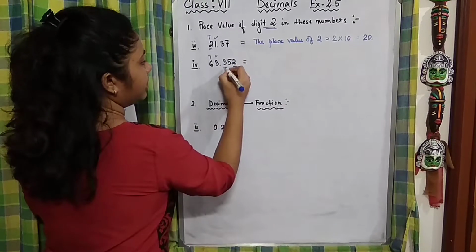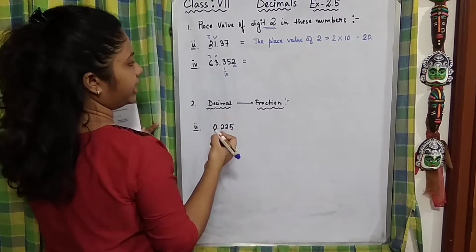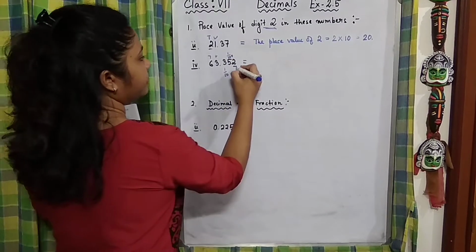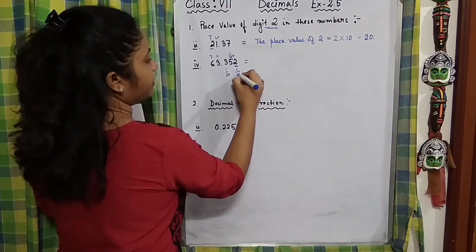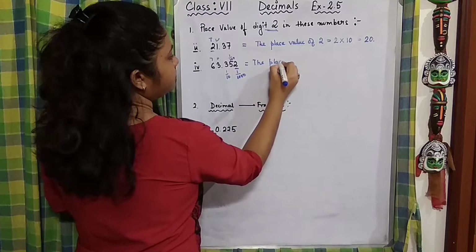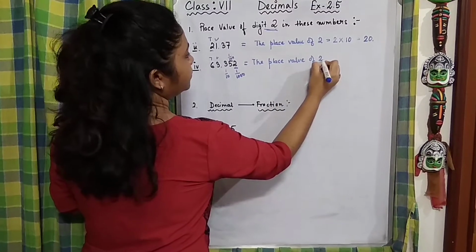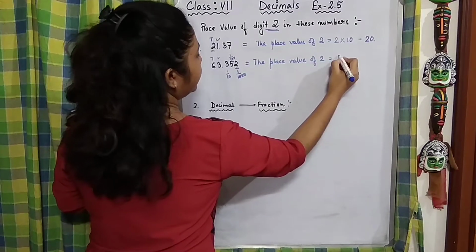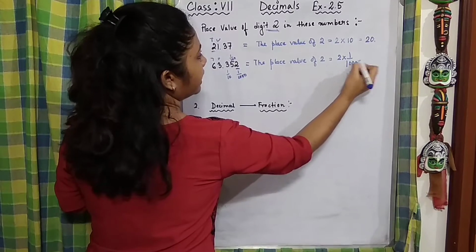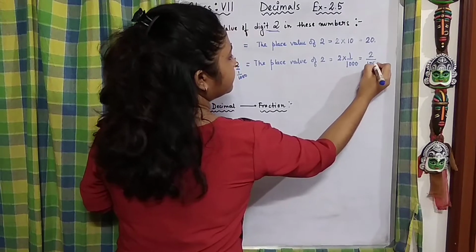Tenth. So I am going to represent this by 1 by 10. Place value of 5 is 1 by 100 and place value of 2 is 1 by 1000. So the place value of 2 will be 2 into 1 by 1000. That means 2 by 1000.